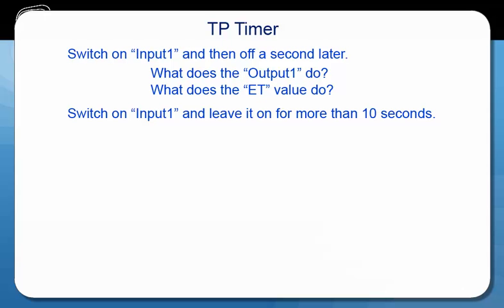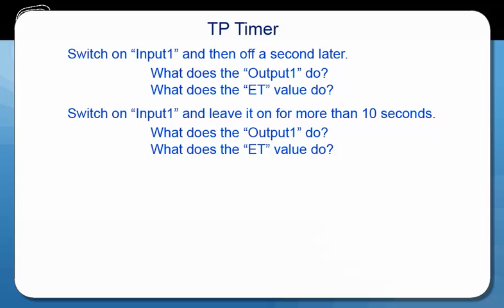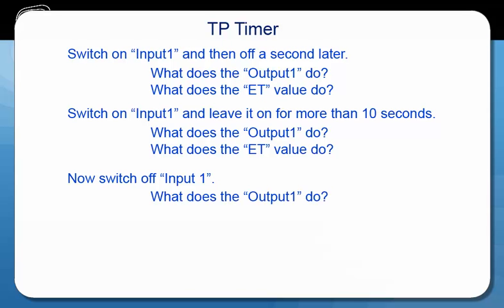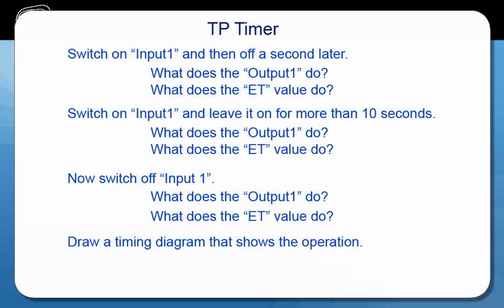Switch on input 1 and leave it on for more than 10 seconds. What does output 1 do? What does the elapsed time value do? Now switch off input 1. What does the output do? What does the ET value do? Draw a timing diagram that shows the operation.